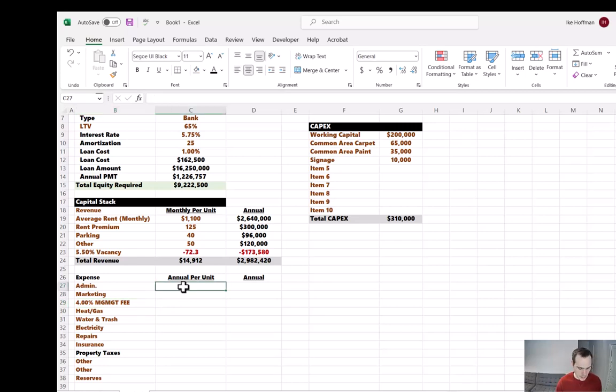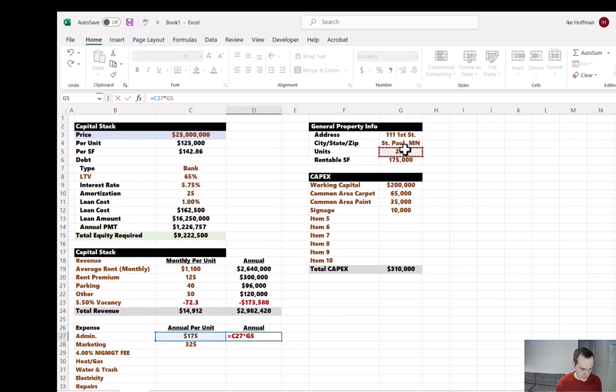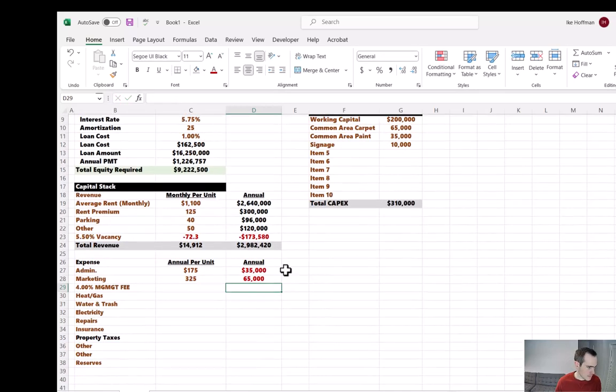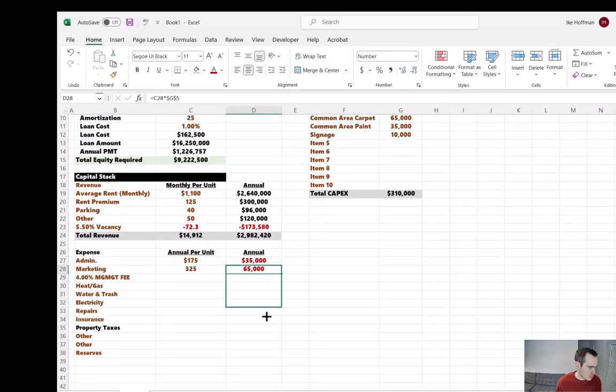So I have some numbers here ready to go. We're going to say that admin would be $175 per unit. I'm going to link to the 200 units. Just to show you again, I'm going to link up here and lock the cell. Now I'm going to go ahead and just drag all of these formulas down.